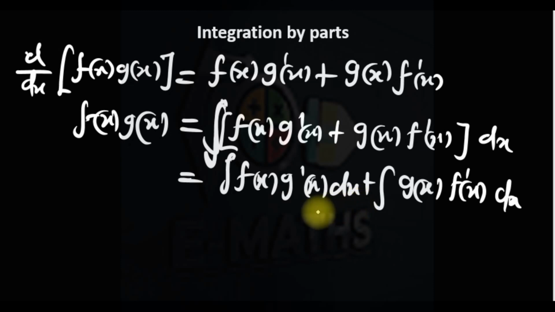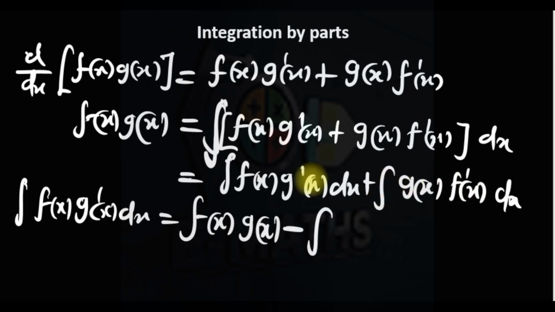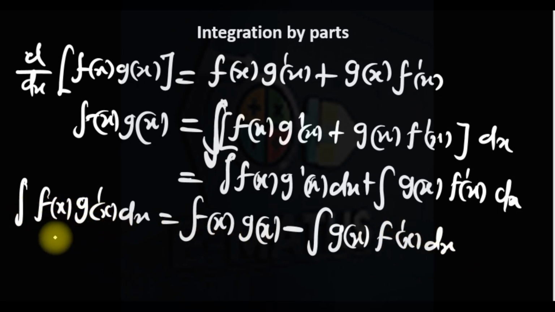If I decide to make this the subject of formula, f(x) g'(x), just choose any one, make it the subject of formula, it is now equal to f(x) times g(x) minus the integral of g(x) f'(x) dx, because this goes to the other side. So this is our integration by parts.